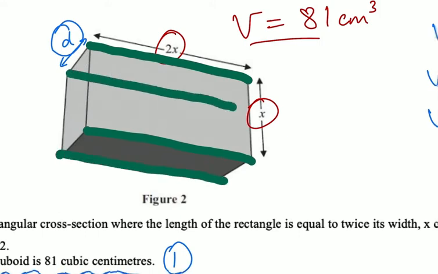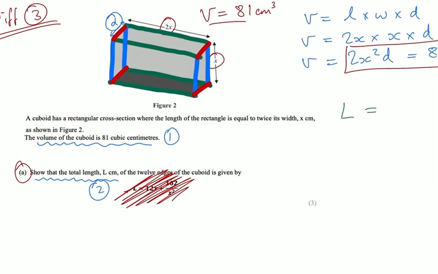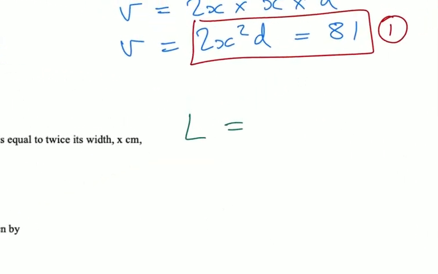So 4 of the 2x's. We've got this length, this length, this length, and then another one hidden there. So it's 4 lots of just the single x. And then finally we've got 4 lots of this d length as well. Okay, so when we add up all of those, that gives us the length of all the edges.